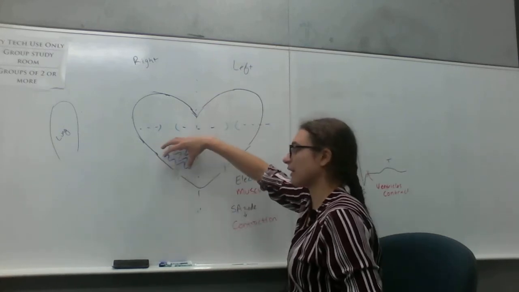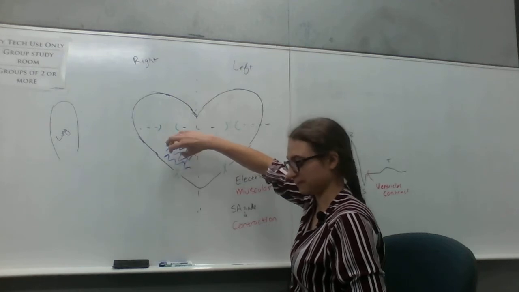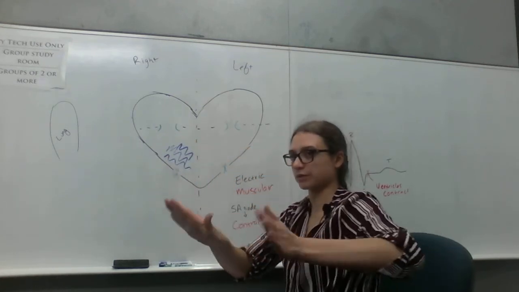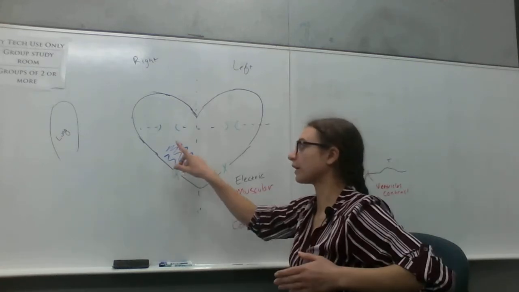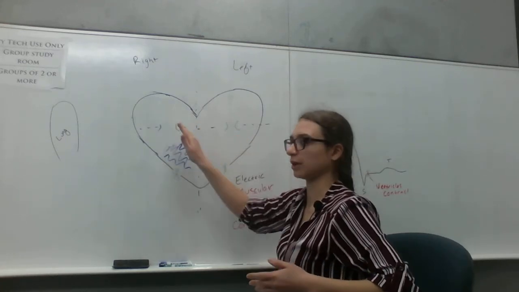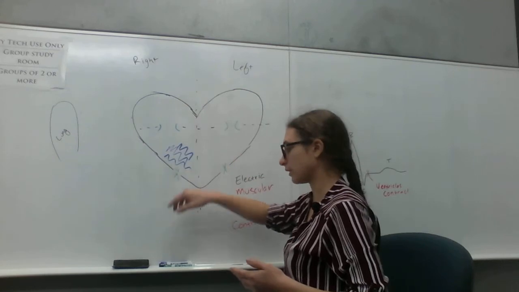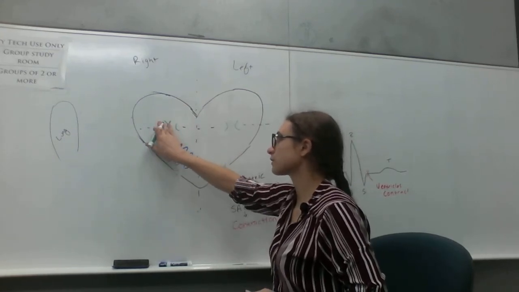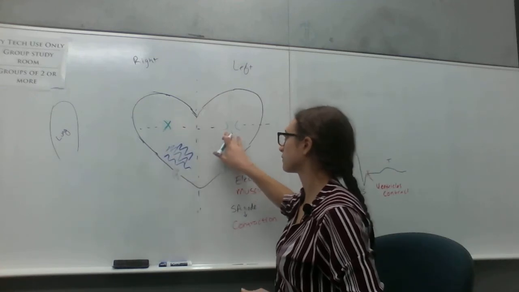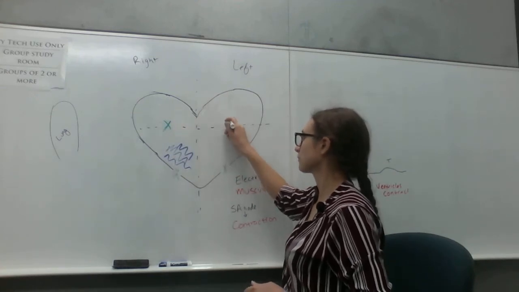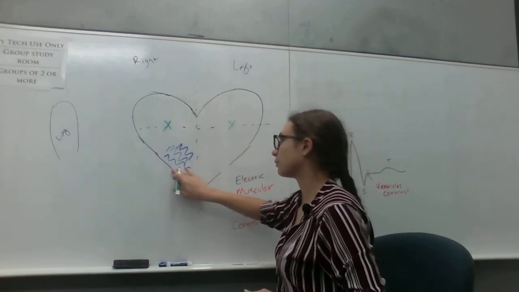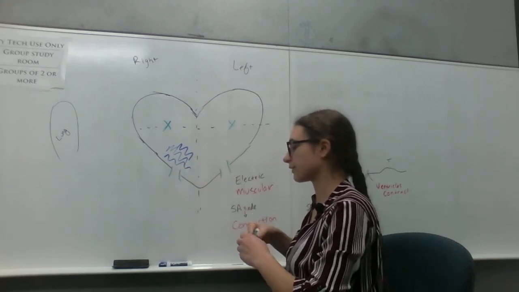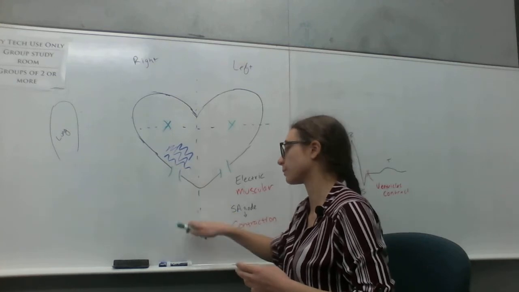So when the ventricles contract, the AV valves are going to snap closed, right? Because when the ventricles contract, we don't want blood going back into the atria. So our AV valves are going to close, and our semilunar valves are going to open up, because the force of the contraction causes this to open.